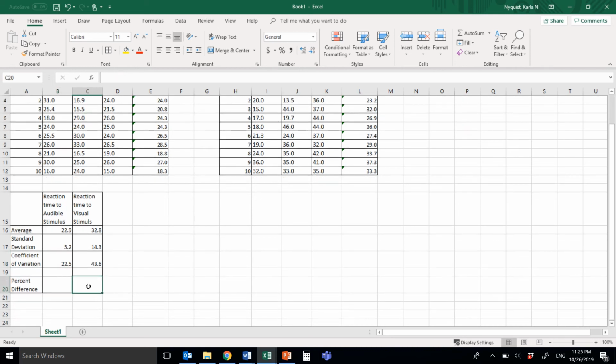All right, last but not least, percent difference. This is where you take the final minus the initial divided by the initial times 100. So we have to start with the equal sign for math. This time we start with 2 open parentheses. Because visual is second, I'll make that my final. You click on the cell. Minus sign, initial. Here's where you close your first parentheses. We're going to divide slash by the initial.